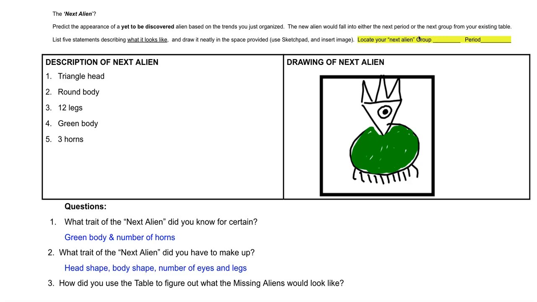Well, that's your conclusion. You tell me how this activity relates to Mendeleev and his periodic table and how he was able to predict properties of yet to be discovered elements. That's what this whole thing was for. So hopefully that's enough to get you started, and have fun doing the alien periodic table.